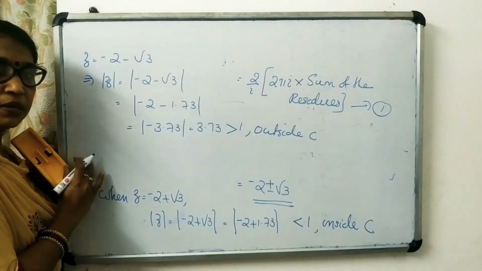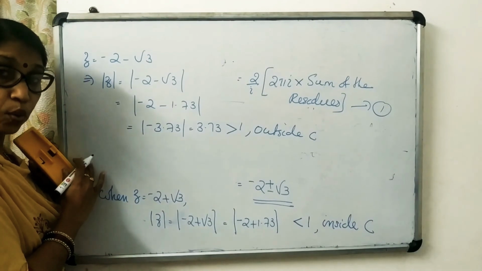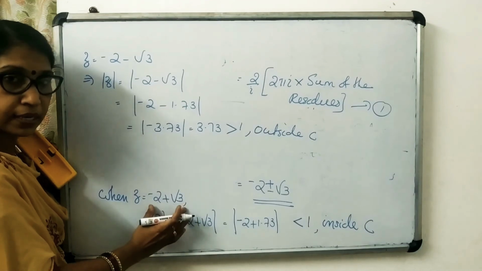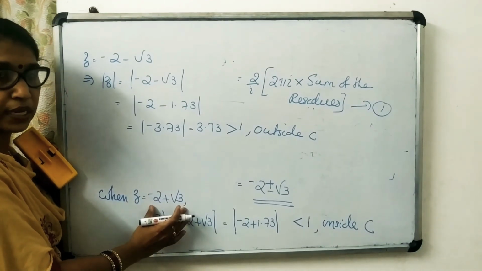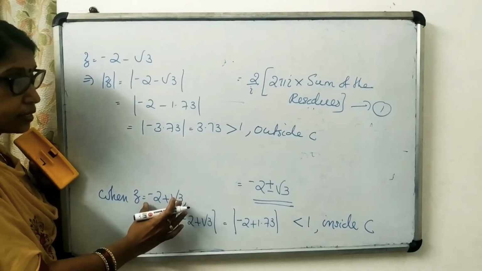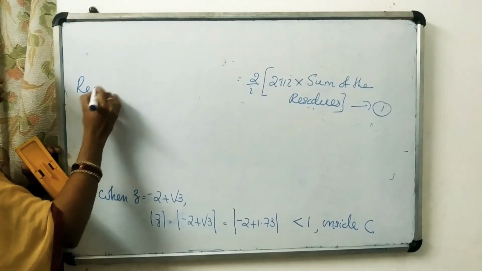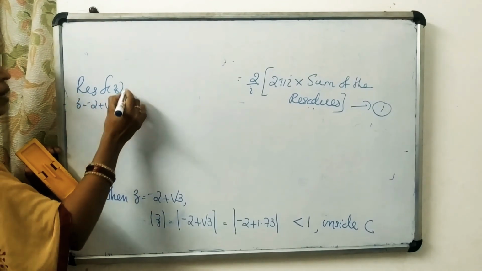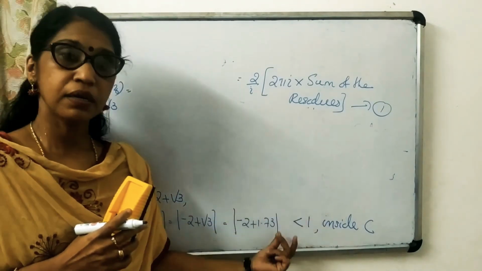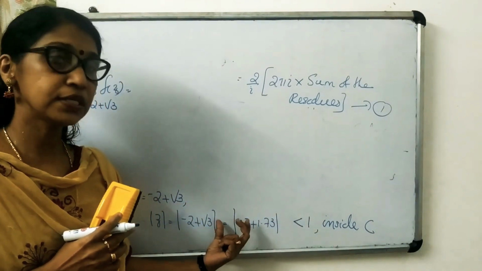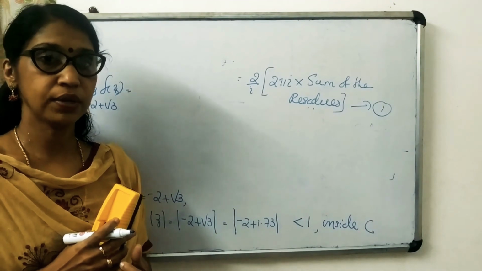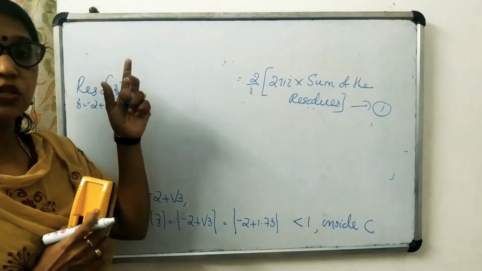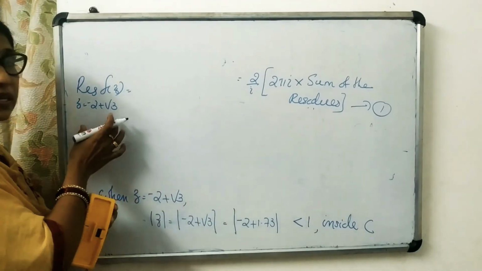So we get only one singular point, or only one pole, inside our circle mod Z equal to 1, and we have to find out the residue at the pole minus 2 plus root 3. Now I am going to find out the residue at this point. Also, what is the order of these two poles? These two poles are simple poles. Both these poles are simple poles. So I am using the formula G of Z divided by H dash of Z for finding the residue.